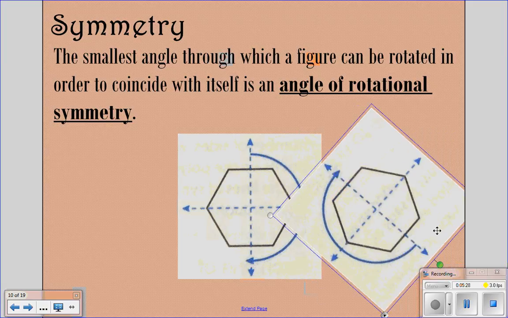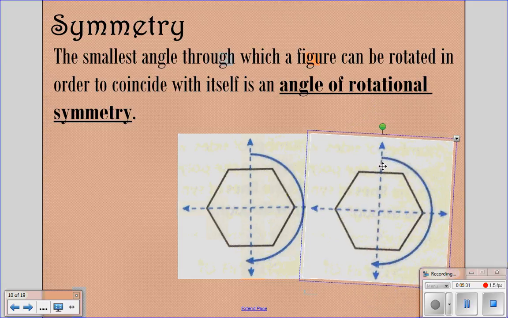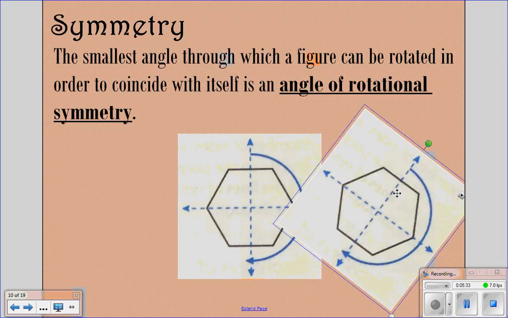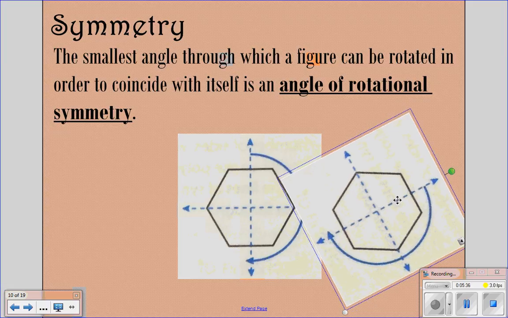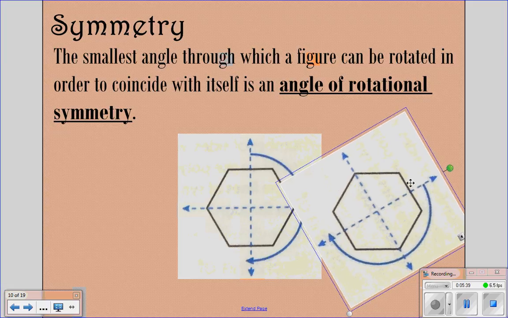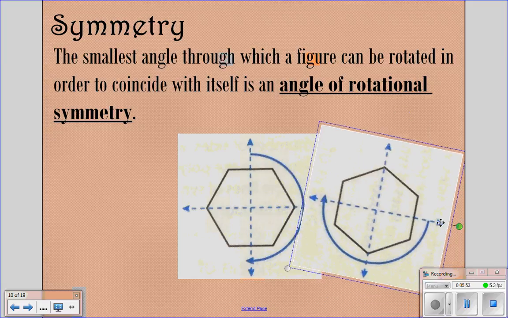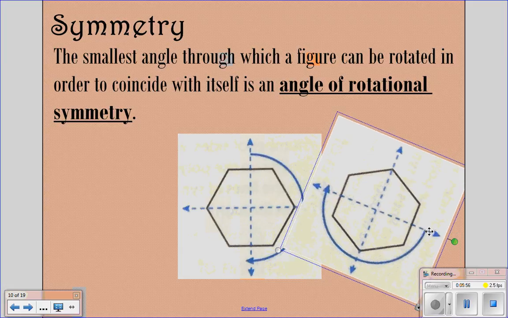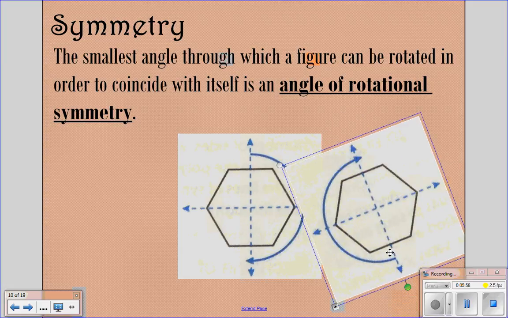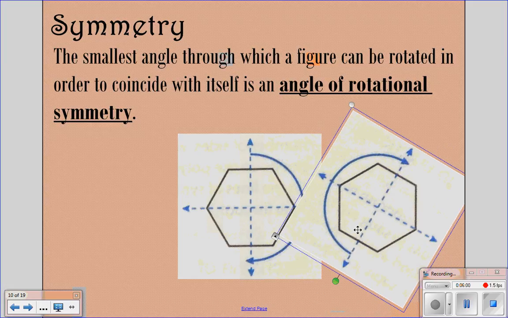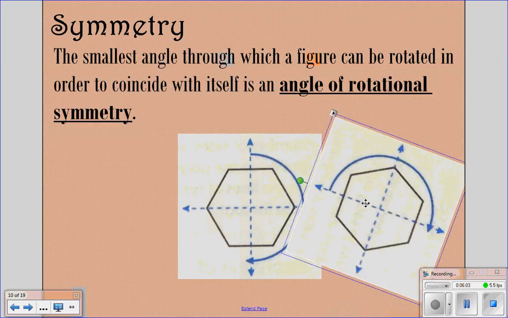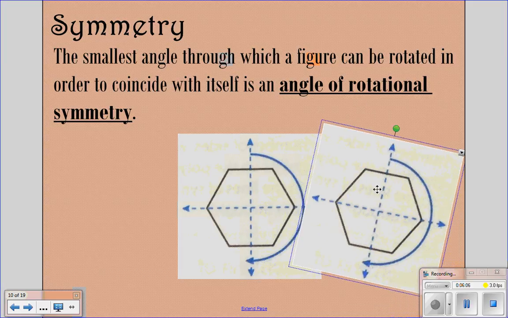But we can make the same figure if we just rotate it to right here. You see how it's a hexagon? And so the order of rotation on this one, well, the way you can figure that out, we rotated it once, and then we rotated it again, and it's the same figure, and then again, and then again, and again, and now we're back to our original figure.